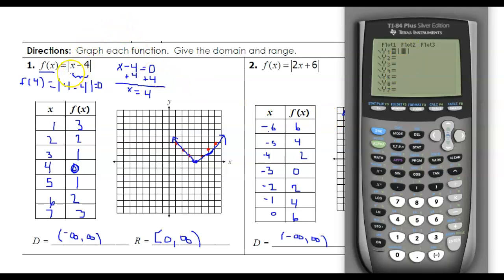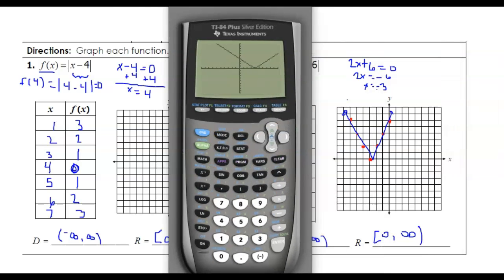I'm going to go ahead and type in the function x minus 4. And remember, for x, we're going to use this key for our variable x. So x minus 4. Then I'll come out of that and hit graph. Look at that. It graphs my absolute value function and it looks pretty solid. Looks really good, so I am good on that one.